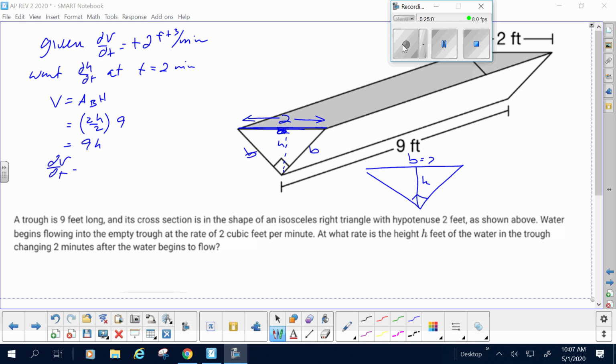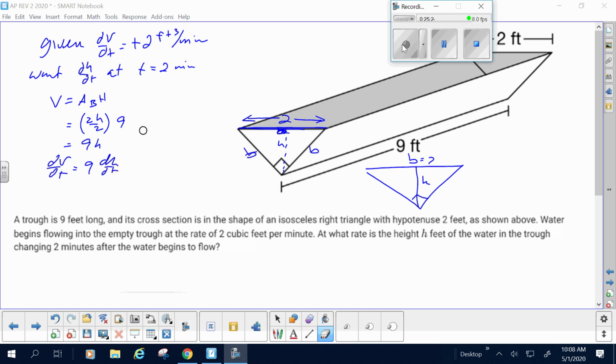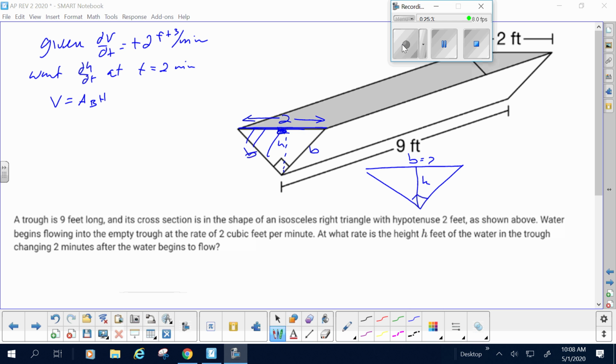dv dt is 9 dh dt, and yeah, that's dumb. Yeah, darn it, now I remember why I screwed up. Sorry. Hey, can we go back here? And so the problem is on the area of the base, to say this is 2 by h divided by 2, that's great, but that's the area of the trough. I want to know the water in the trough, you dummy.